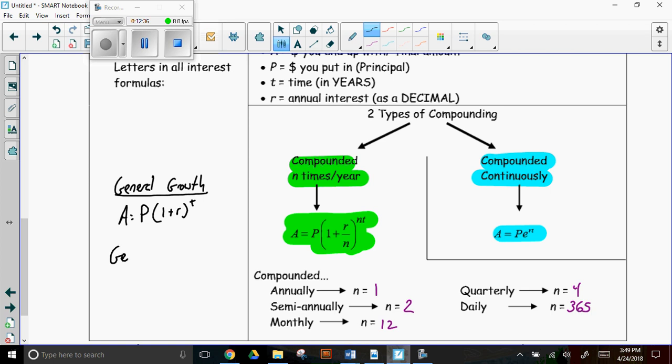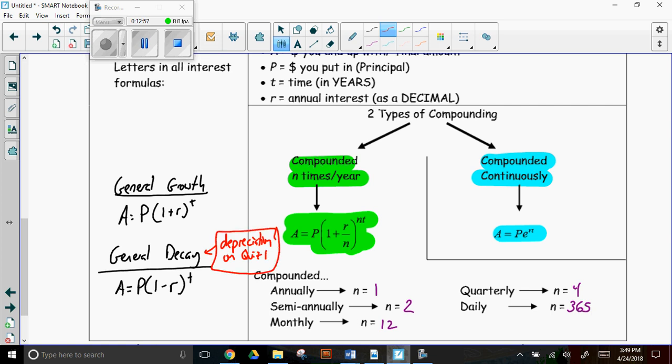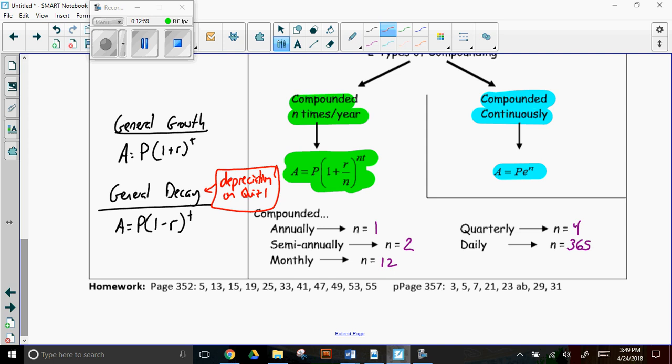And if it's a general decay, A equals P times 1 minus R all to the T. What you will use this for me is called depreciation. And this will help you on quiz 1. Just something to reference for later on. For tomorrow, or actually today, that's what I'm looking at for the homework, and we will continue the discussion in class.